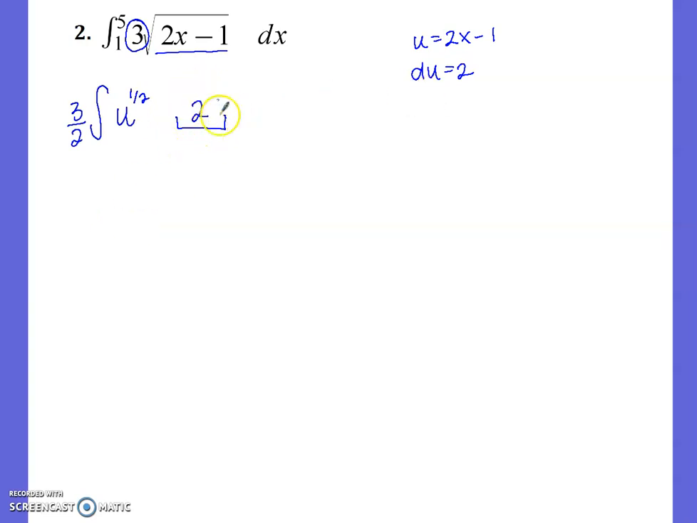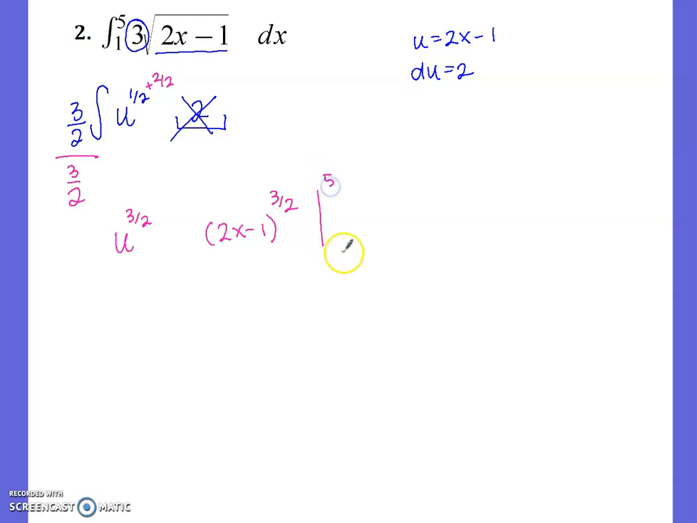Okay. So now that this extra little part matches this, now I can ignore it, and then I can go through with my power rule. So I'm going to add 1, which is 2/2. That makes my new exponent 3/2. So 3/2 divided by 3/2 is just 1. So that's going to be u to the 3/2. I don't need the plus c. Then I'm going to go ahead and put that 2x minus 1 back in.